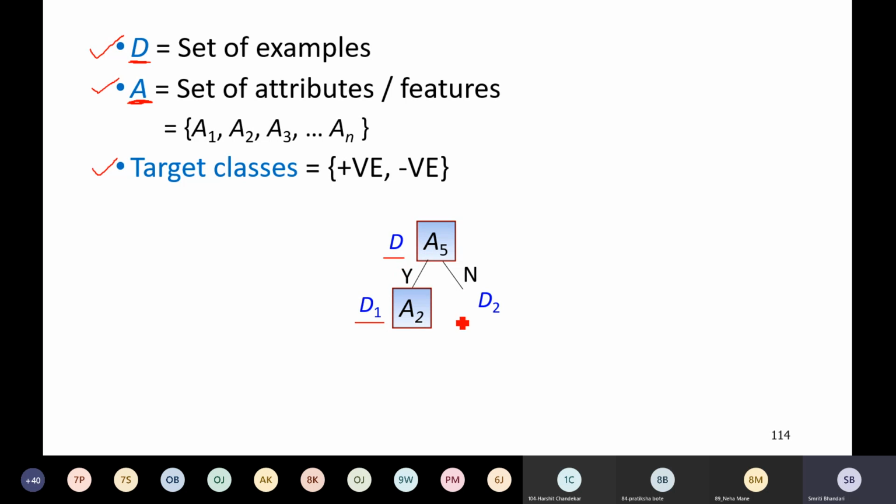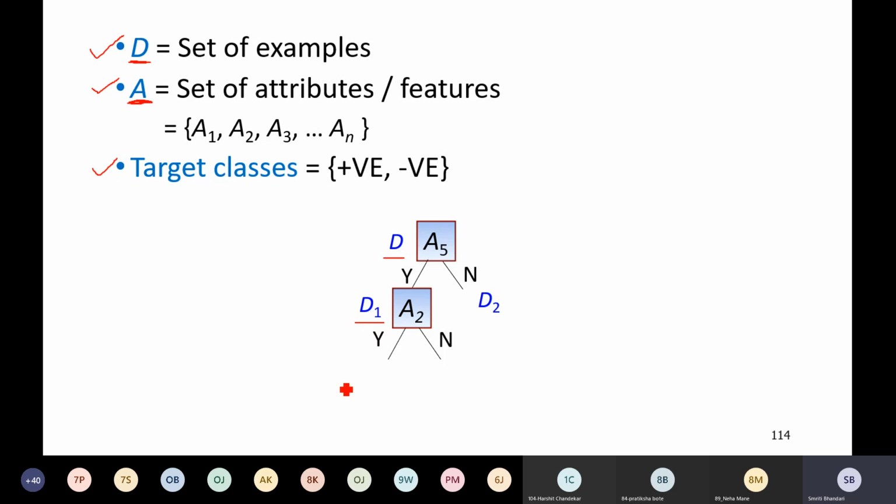So next we are going to apply a similar procedure. We will be looking at the possible values of A2. Let us assume once again we have two possible values, yes and no. So we have two branches for this node A2, right? Once again this D1 will now have further subsets.